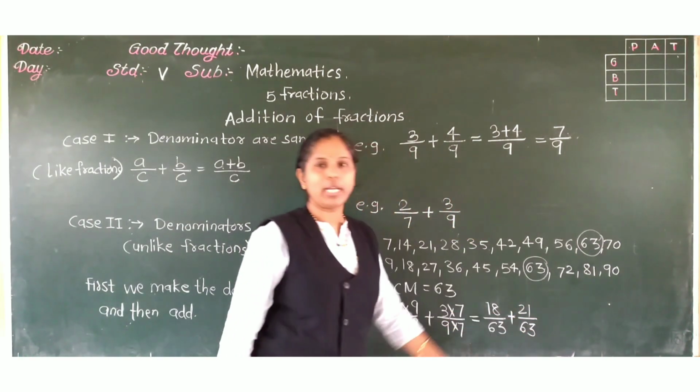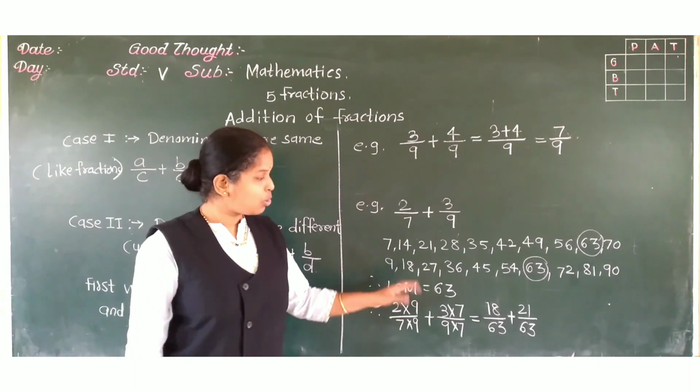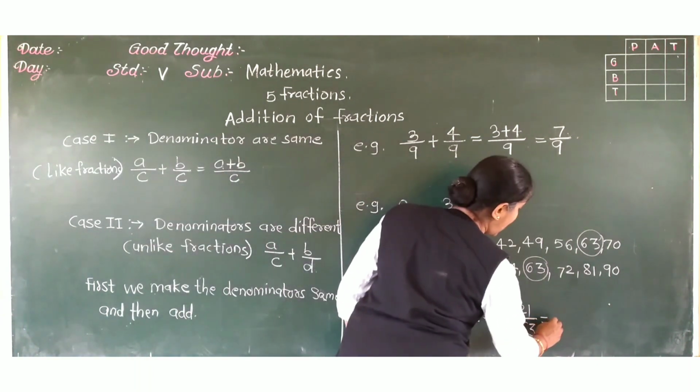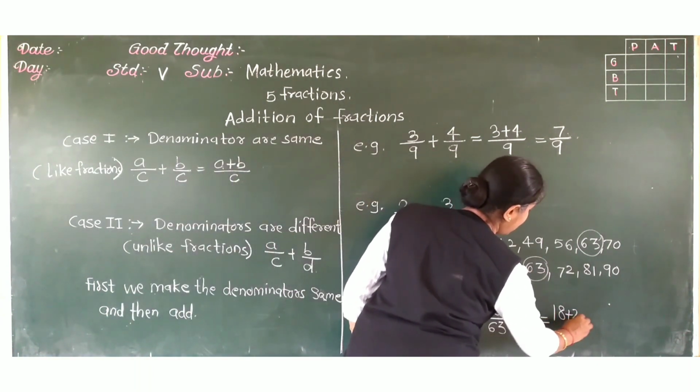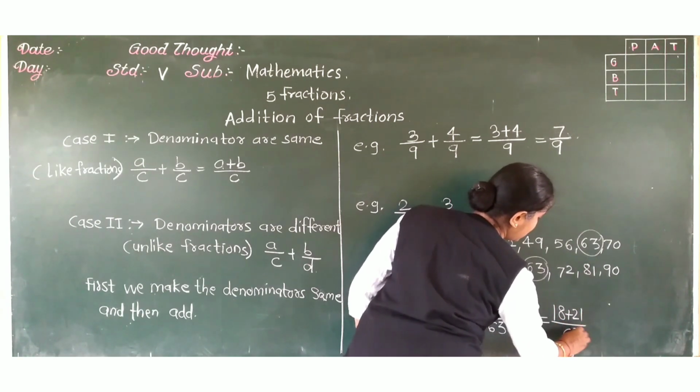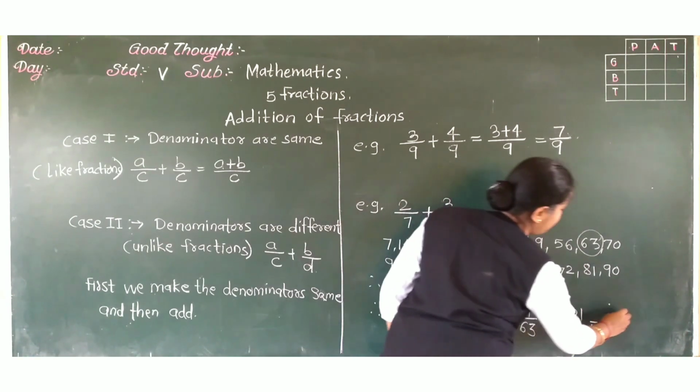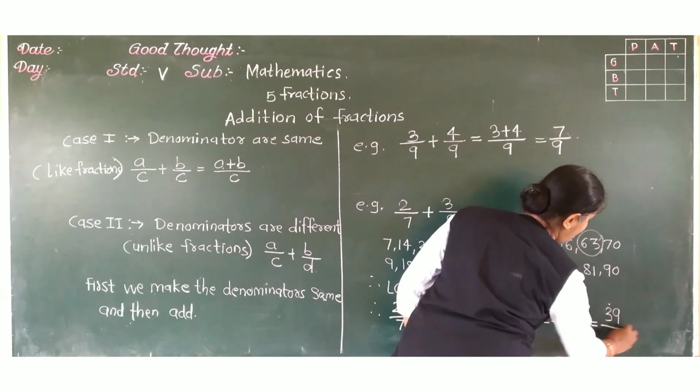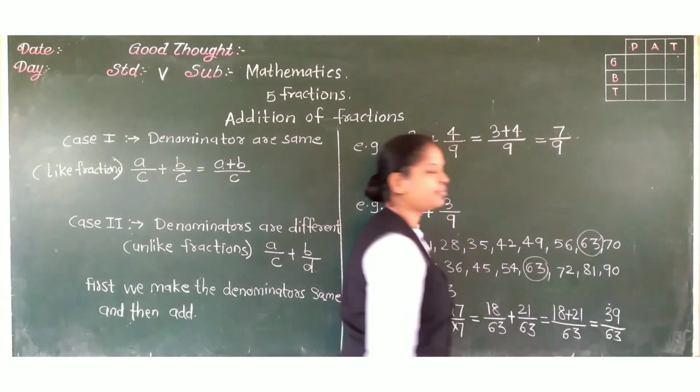Now look at the denominators. Are they same? So further what will we do? We will add only numerators. 18 plus 21 upon 63. That is 8 plus 1 is 9, 2 plus 1 is 3, so 39 upon 63.